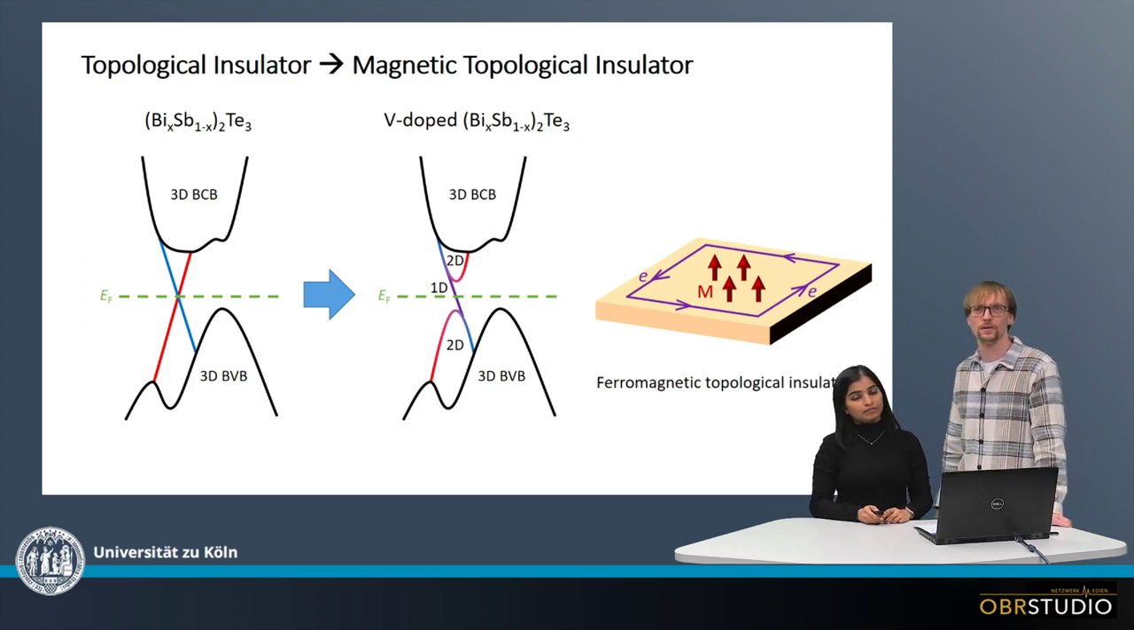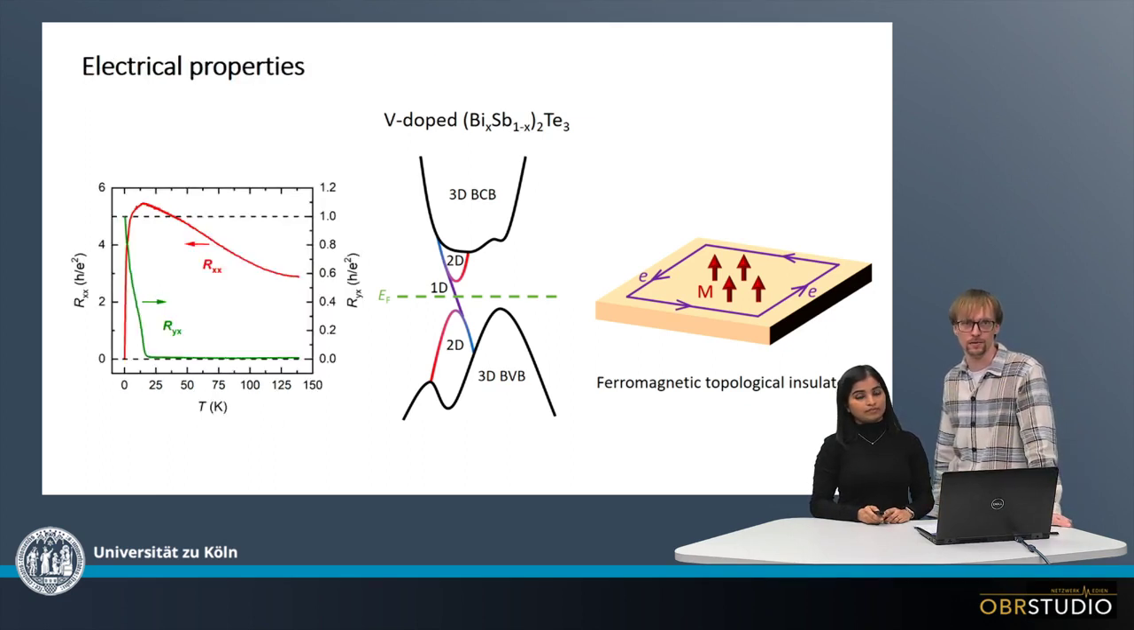Now you can imagine that such a material would have quite peculiar electrical properties, and this is shown on the left. So you see the resistance as a function of temperature, and you see that the longitudinal resistance, the red curve, increases with decreasing temperature, and this is an insulating behavior. However, at 20 Kelvin, the material turns ferromagnetic, and you see that the longitudinal resistance drops to 0. At the same time, you see that the transverse resistance becomes equal to h over e², below 20 Kelvin, and it's this quantization that is the hallmark of this 1D edge transport.